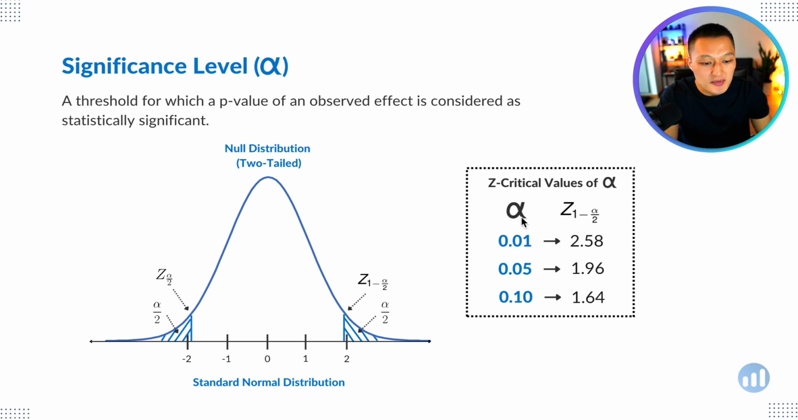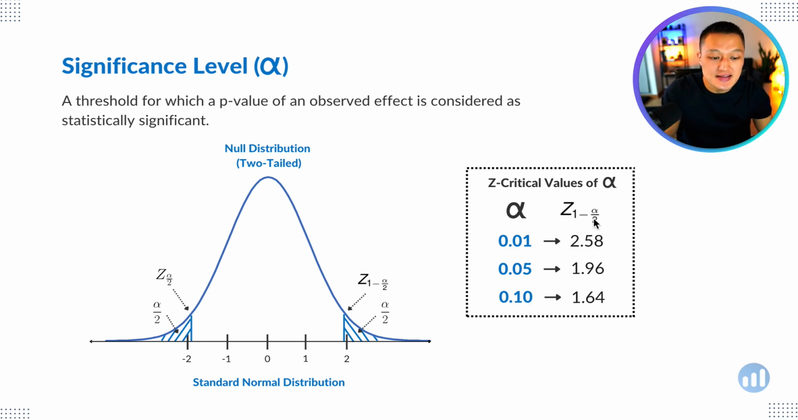A common set of alphas that you often see in A/B testing, or statistical testing in general, will be 0.01, 0.05, and 0.10. And oftentimes the statistical test is going to be two-tailed. So the corresponding z-critical value for the alphas in this case is going to be 2.58 for the alpha of 0.01, 1.96 for the alpha of 0.05, and 1.64 for the alpha of 0.10.